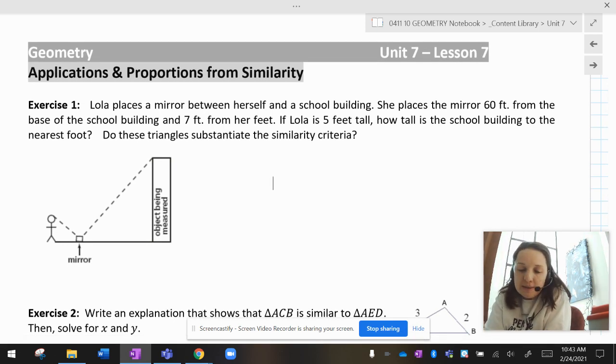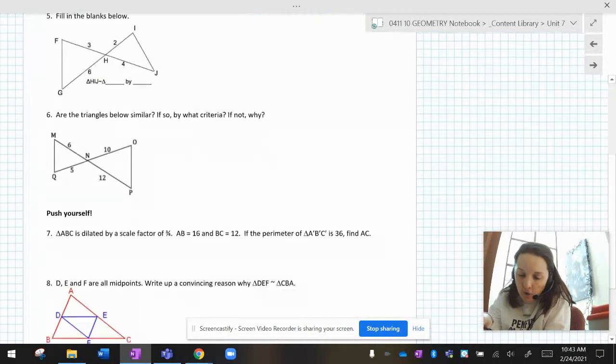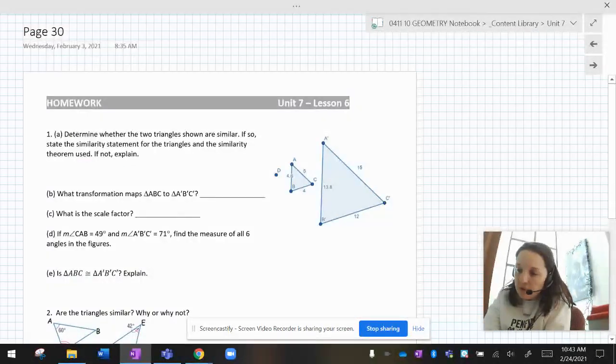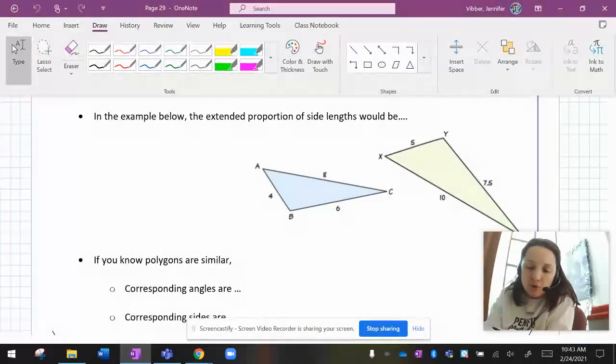Hello, geometry kids. Today we're going to talk about what you can do with similarity now that we know what it is. Yesterday we talked about similarity, and I want to go back over some of the final lesson summaries for similarity, just because it ties in so much to what we're going to talk about today.